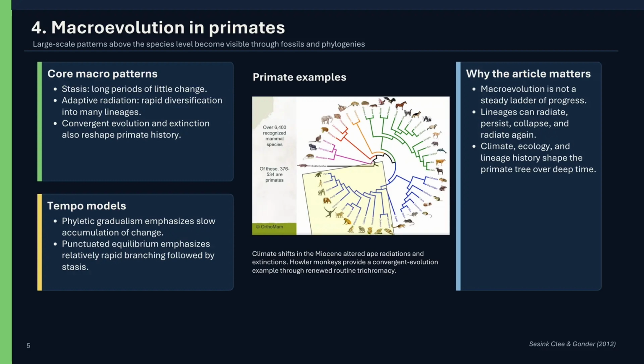Howler monkeys are unusual. Both sexes can be trichromats because of a recent duplication of the ML opsin gene. This is treated as a reinvention of trichromacy, and therefore as a useful primate example of convergent evolution. It's important to note that micro and macroevolution are not completely separate, and that evolution is not one steady, simple progression. Macroevolution in primates is visible in broad patterns such as adaptive radiation, stasis, extinction, anagenesis, and convergent evolution, all of which help explain how primate diversity developed through deep time.